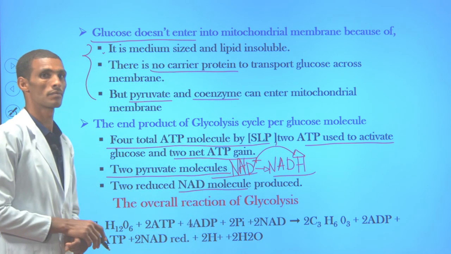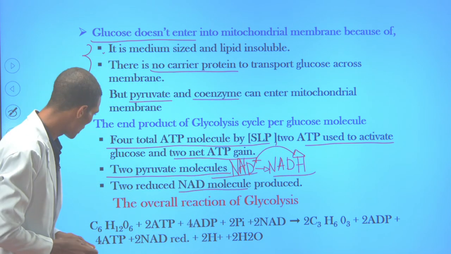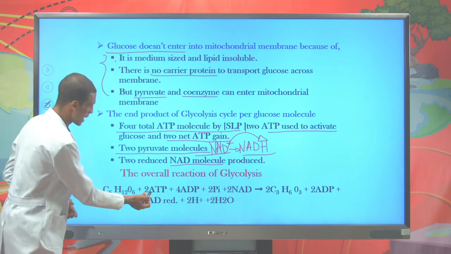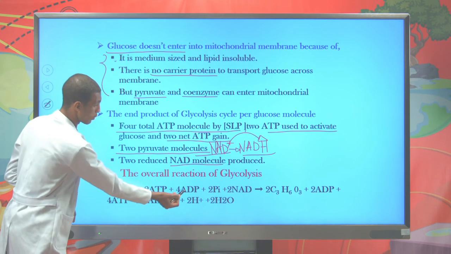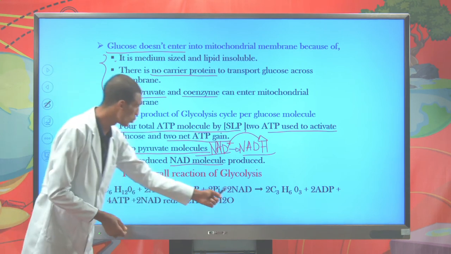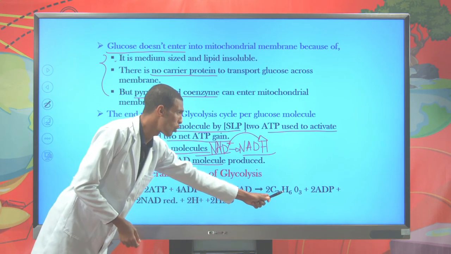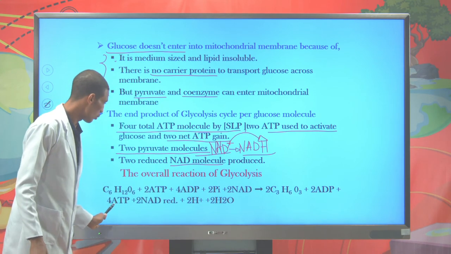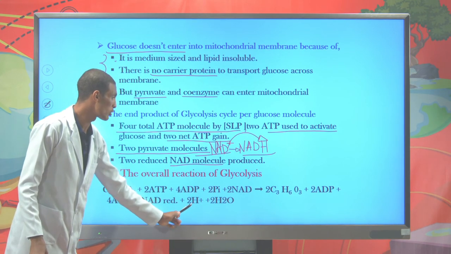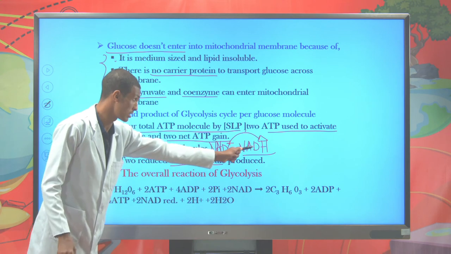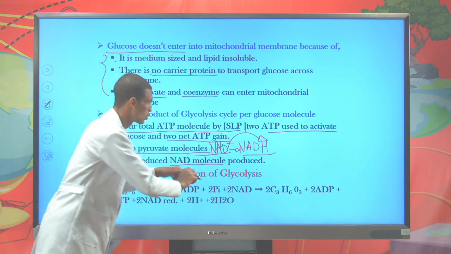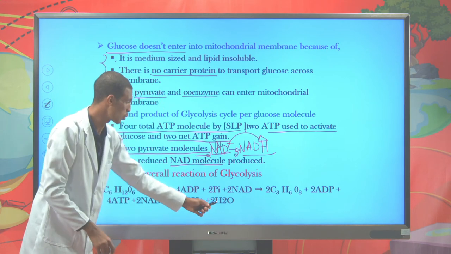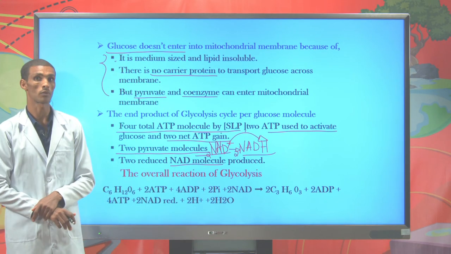So finally, here, glucose, which is a 6 carbon molecule, and again, 2 net ATP from the 4, and again, 2 NAD molecules, 2 pyruvate molecules, 2 net ATP gain, and again, from 4 ATP, 2 hydrogen are going to be transferred, because 2 coenzymes are produced here, and again, 2 water molecules, the product of glycolysis.